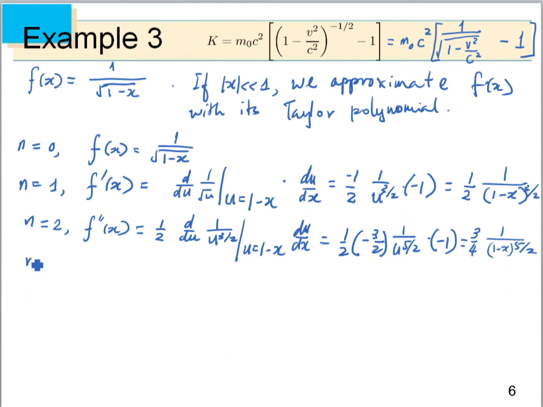Here. Let's do one more term. Right, so I'm going to skip the so-called chain rule. I'm going to do it directly.